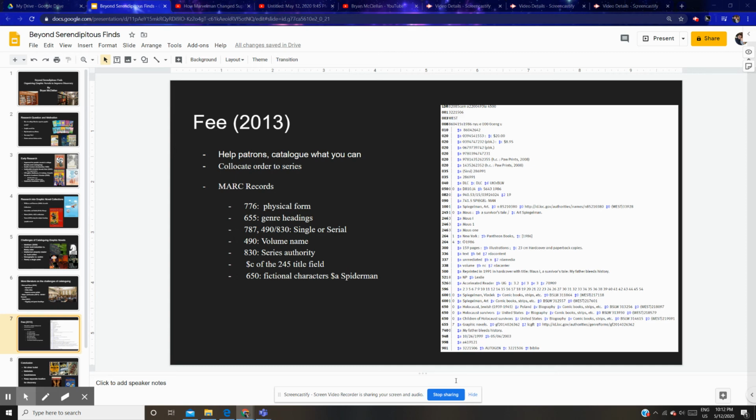In 650, this is for fictional characters, so the $a, we might be able to put someone, for example, Spider-Man, or another character who might show up in multiple volumes over a variety of different series and possibly even have crossovers.